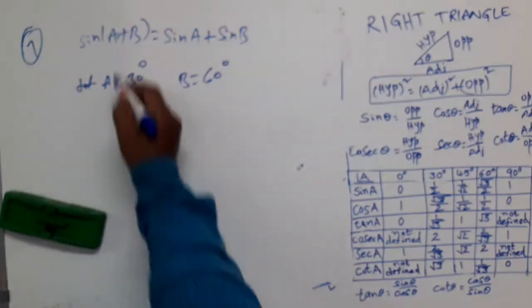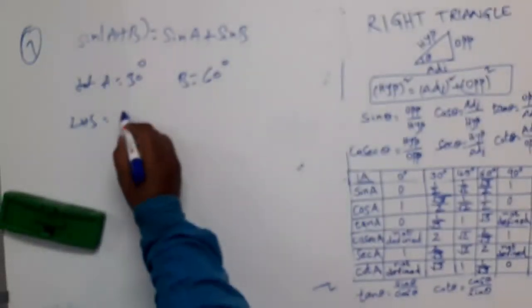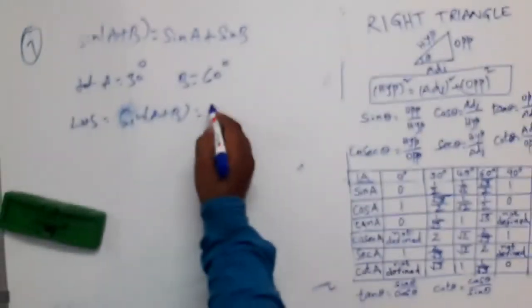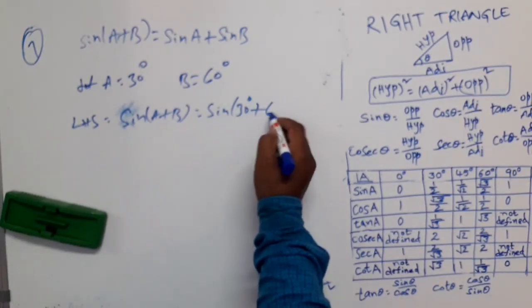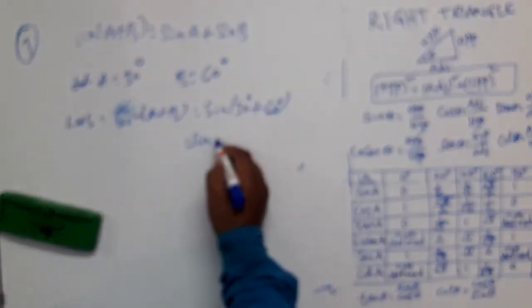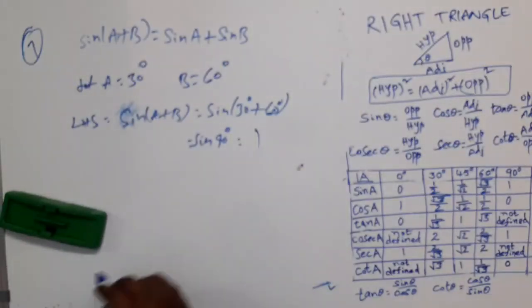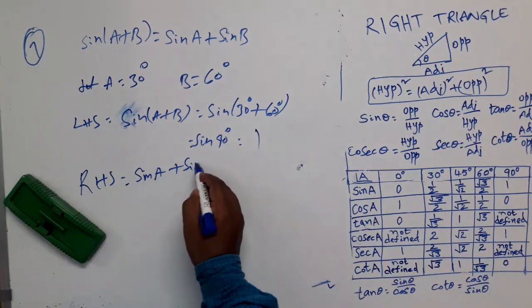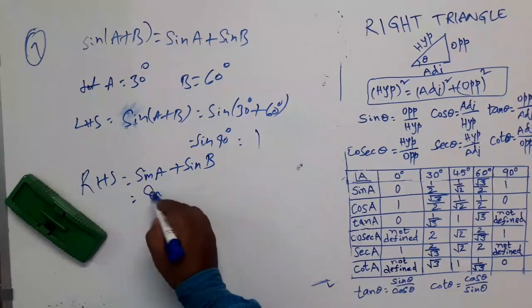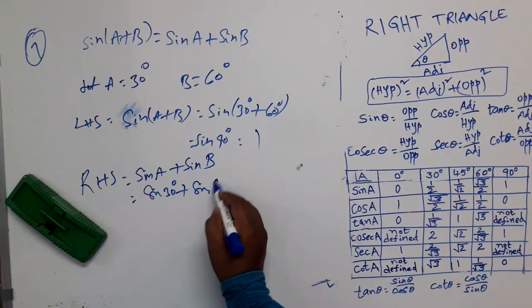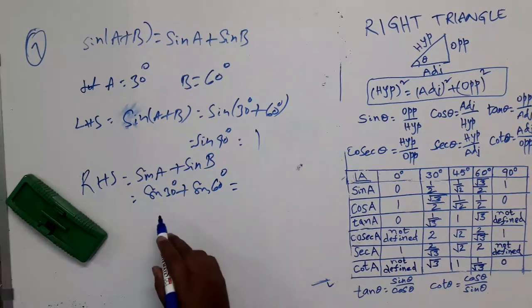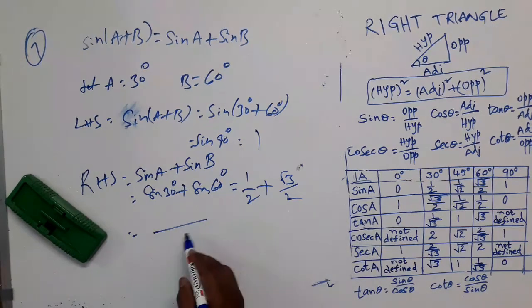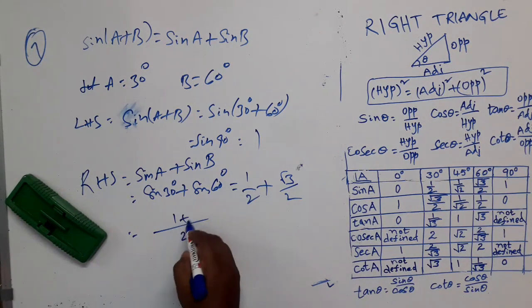See, let us verify. Yes, the left hand side part is sine of A plus B, that is sine of 30 degrees plus 60 degrees, that is sine of 90 degrees. From the table, what is sine 90 degrees? 1. However, the right hand side part, sine A plus sine B. What is sine A? Sine 30 degrees plus, similarly, sine B is sine 60 degrees. From the table, what is sine 30 degrees? 1 by 2. What is sine 60 degrees? Root 3 by 2. Let us simplify further. The denominator is 2, the numerator is 1 plus root 3.